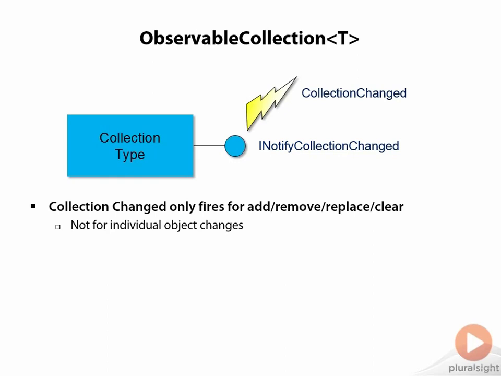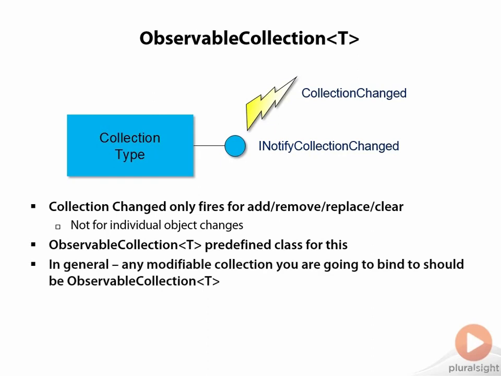Now, the best way to go about this, as the title of the slide suggests, is to not implement anything yourself. There's a built-in collection type called ObservableCollection of T that already implements the INCC interface, or INotifyCollectionChanged, and will raise those CollectionChanged events for adds, removes, and so on. So in general, the easiest way to think of things is anytime you're going to expose a property that is a collection and you want to data bind directly to that collection, make sure that that property is defined as an ObservableCollection of T.